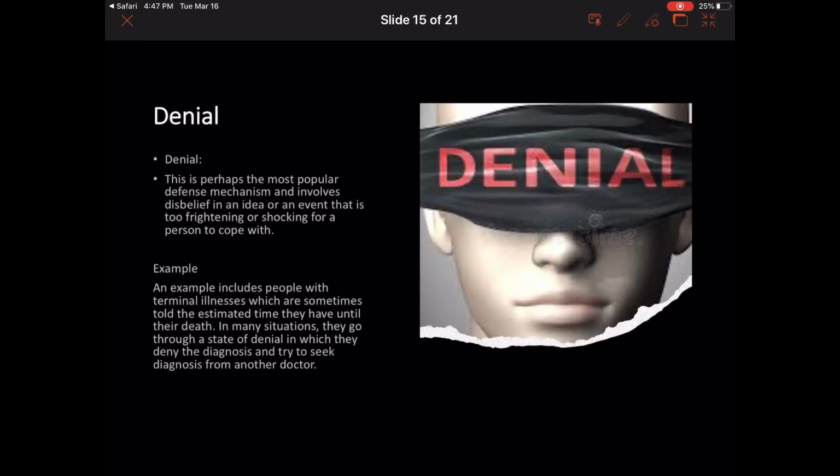Perhaps the most popular of all defense mechanisms is denial. This involves a person disbelieving in an idea or an event that is too frightening or shocking for him to cope with. An example could be people with terminal illnesses, which are sometimes told how much estimated time they have until the end of their lives. In these situations, they would go into 5 stages of grief. The first one being denial, in which they deny the diagnosis and seek diagnosis from another doctor.